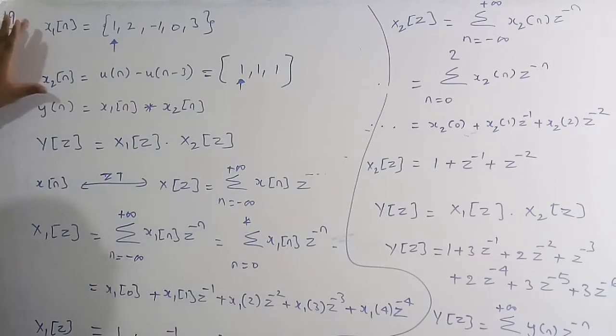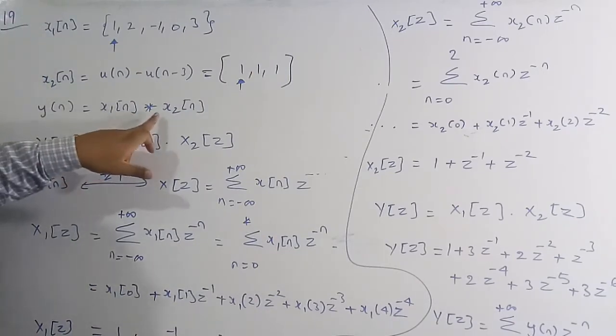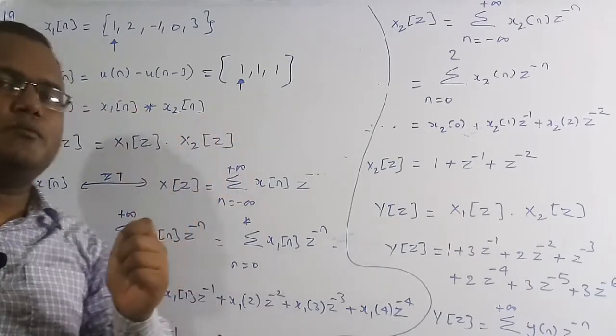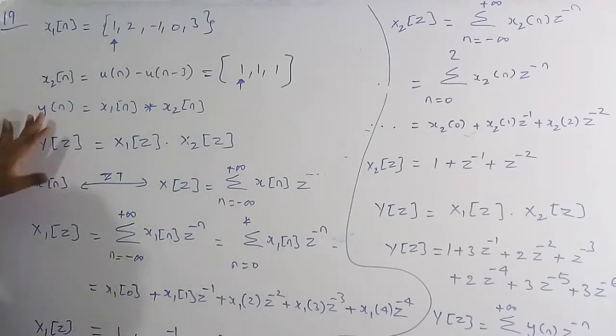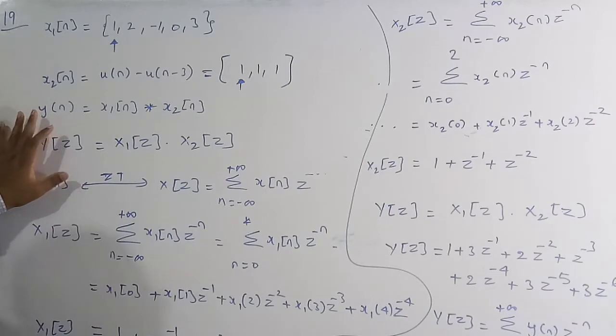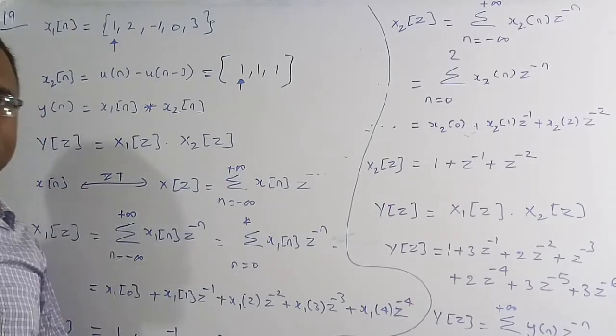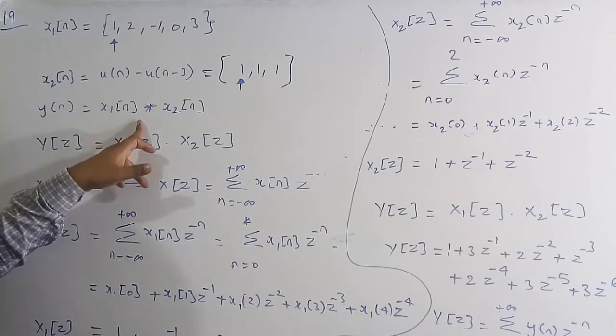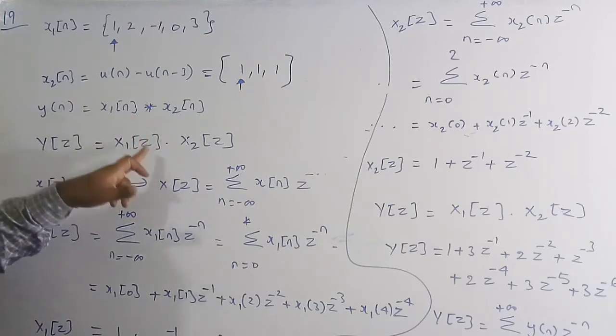So now I want to do this convolution of x1 of n and x2 of n in the z transform. By using the z transform, we have to simplify and figure out what y of n is. In the z transform, for a discrete time system, the convolution will become multiplication.